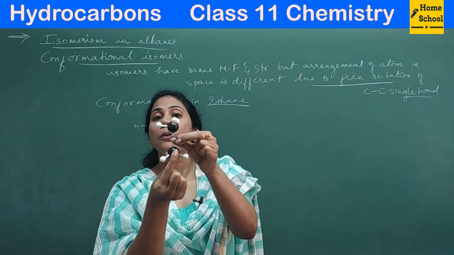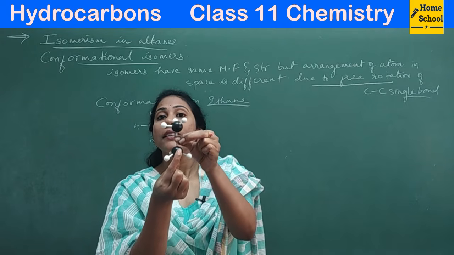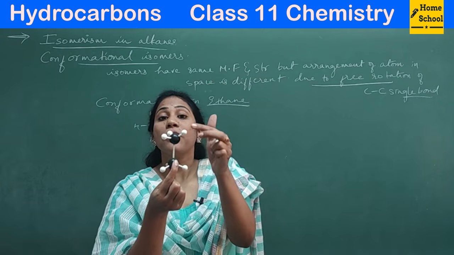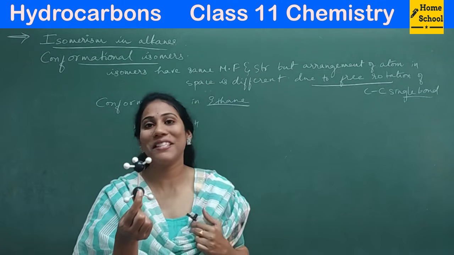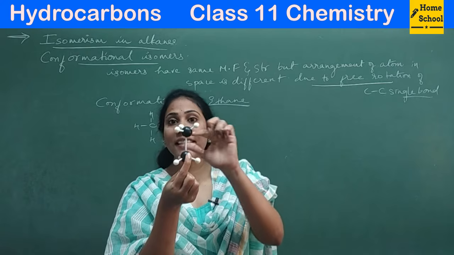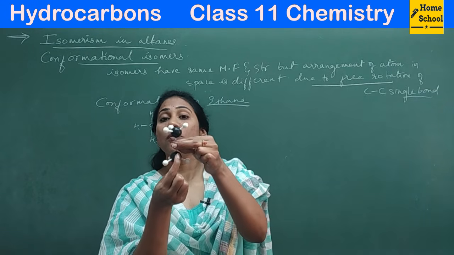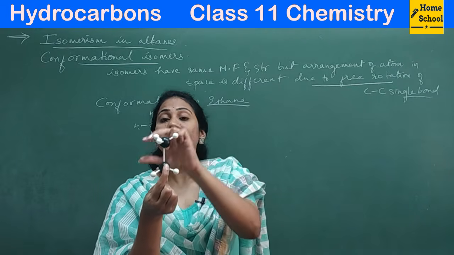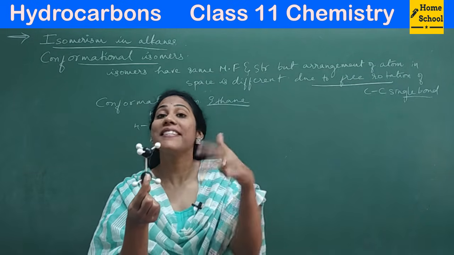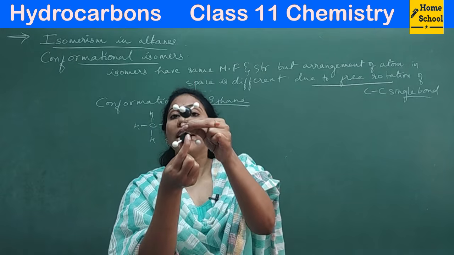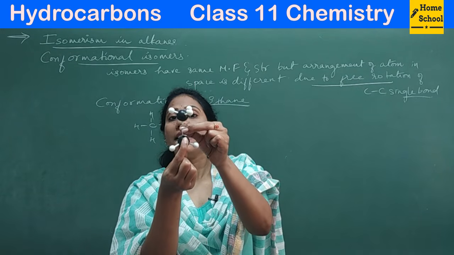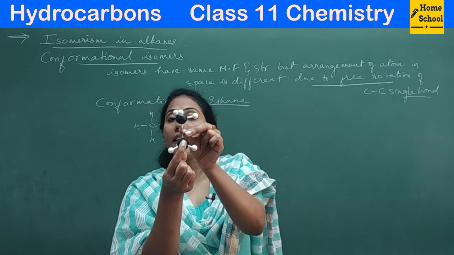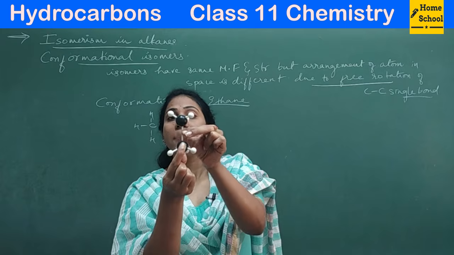This is one isomer, this is another isomer, this is the third isomer. As I rotate, I get different isomers because the arrangement of atoms in space is different. The structure is the same, the molecular formula is the same, the only difference is the arrangement of atoms, particularly the hydrogen atoms, in space. This is one isomer, I rotated, this is another isomer, again I rotated, this is the third isomer, the fourth isomer, and the fifth isomer.